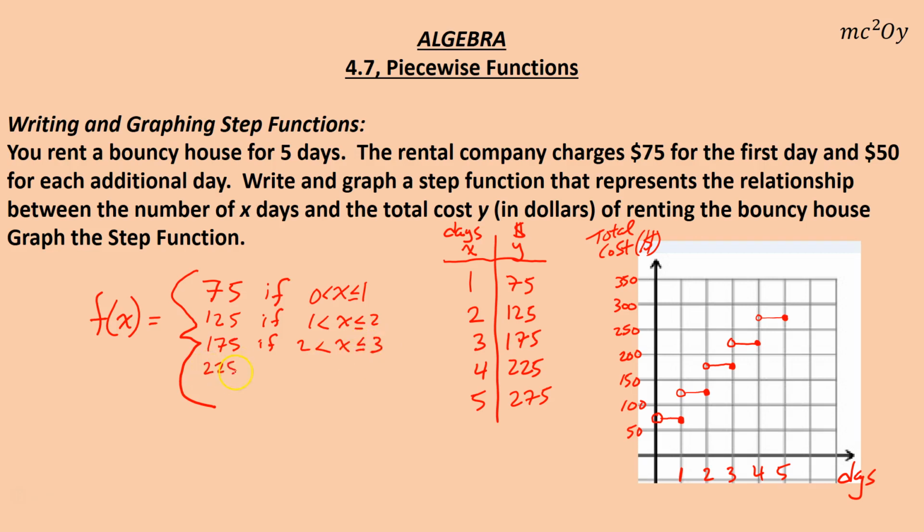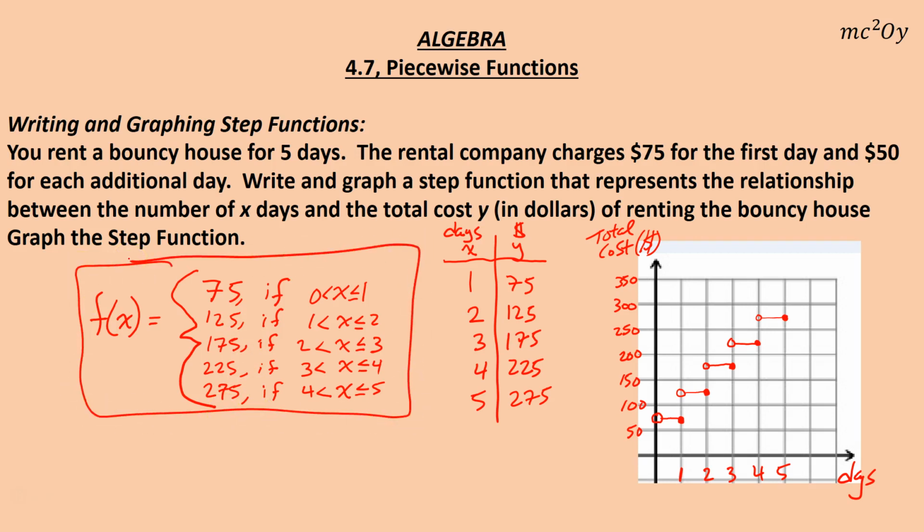It costs me $225 if the number of days x is greater than 3, but less than or equal to 4. And finally, $275 if the number of days x is greater than 4, but less than or equal to 5. So you can get it for a total of 5 days for $275. All right. There we got it. That is a step function. And we graphed it, and we wrote the equation there.